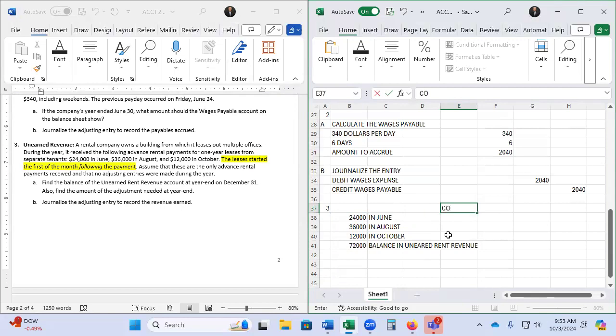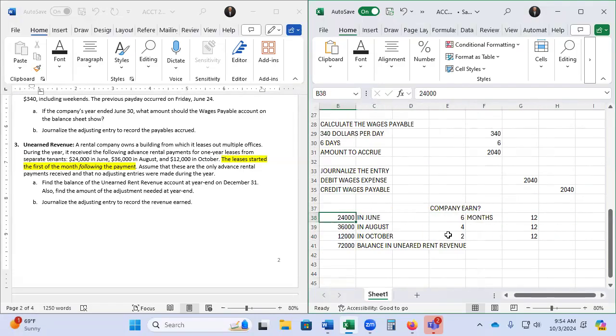Now, how much did the company earn? For June, it would have started in the month following, so they had 6 months here. In August, it starts in September. So we have September, October, November, and December. So we have 4 months. And then in October, you have November and December. So that's 2 months. Remember, there are 12 months in a year.